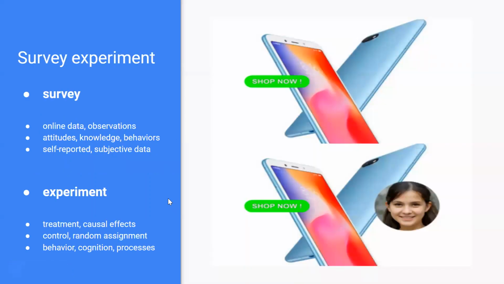So the next step is to create a survey experiment. And survey experiments try to have the best of two worlds, basically. A good thing with surveys is that you can do these online. You can collect your data or your observations by sending out a link, and it is easy to get your responses through various web services.